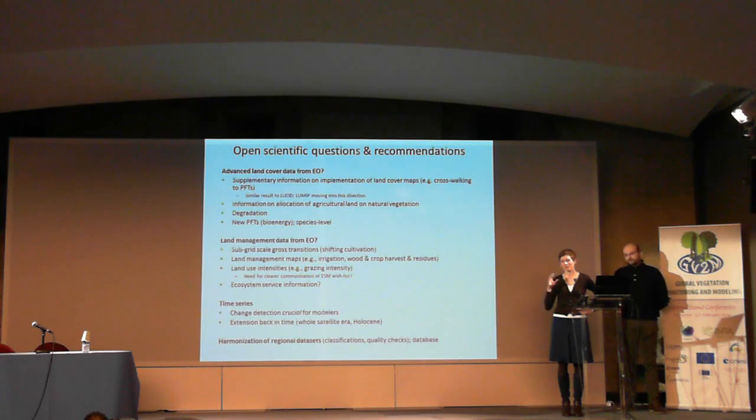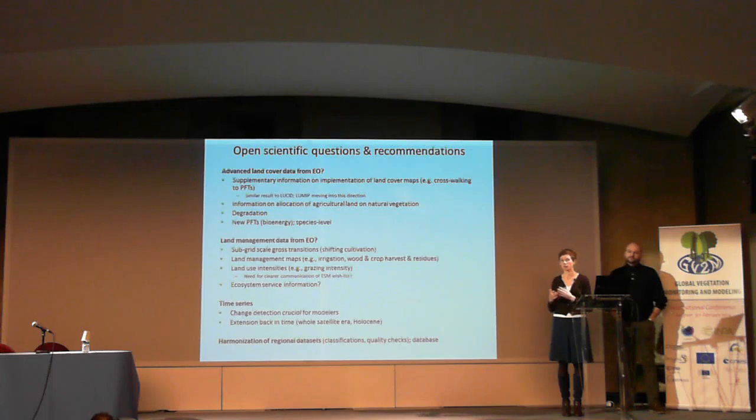On the land management side, which I see as the next big thing that most DGVMs will move to, we need more information on the subgrid scale growth transitions. We've got all these new processes: irrigation, wood and crop harvest, what happens to the residues. We have local evidence, it's mostly anecdotes, but I'm wondering how we can scale this up, combine that with the global remote sensing maps and inventories to get a better grasp on how we can deal with this.